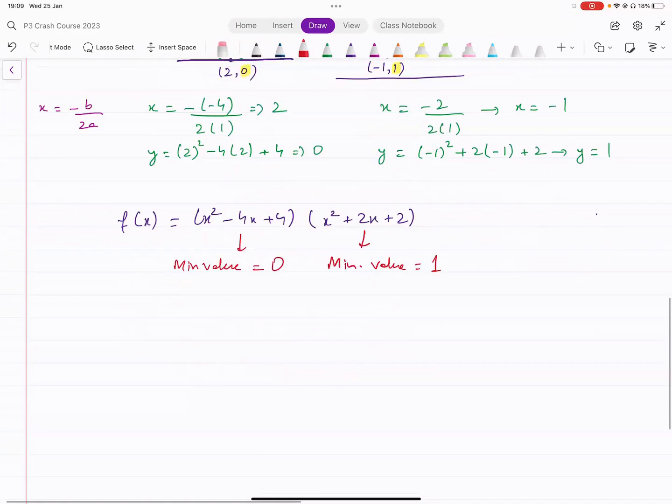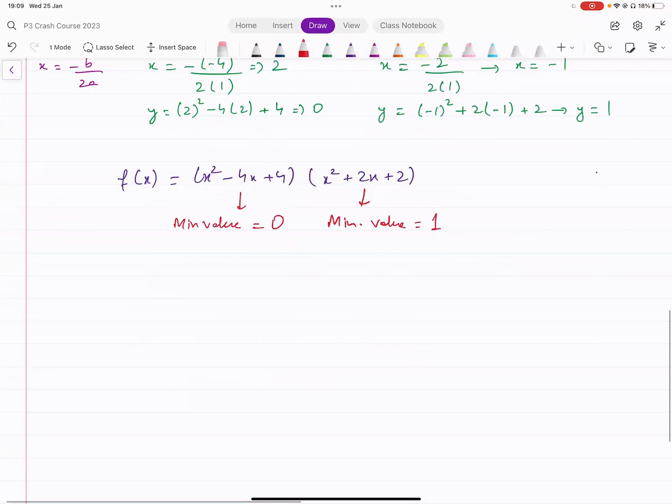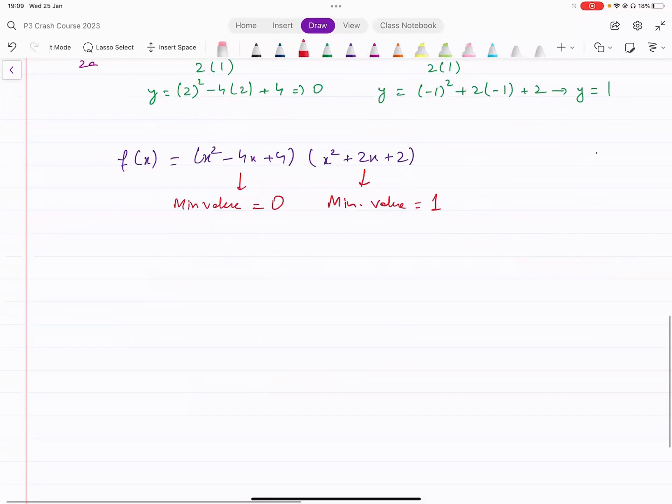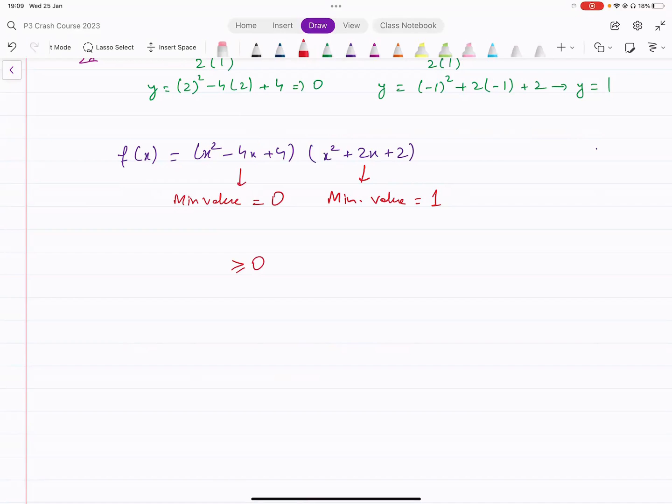Now, if you multiply a number that's greater than or equal to 0 by a number that is greater than or equal to 1, what is the result going to be? The result is also going to be greater than or equal to 0. You cannot have a negative result. That means it's never negative.